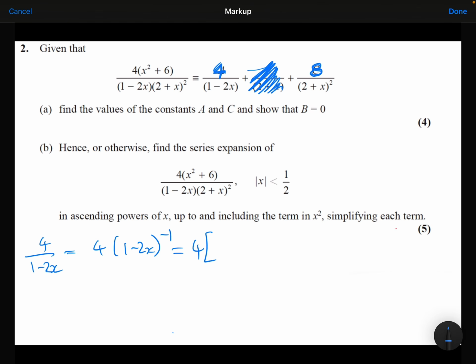And let's do our binomial expansion up to the x squared term. So the first term is 1. The second term is n, which is minus 1, times x, which is minus 2x. Our third term is n times n minus 1 divided by 1 times 2 times my x squared.